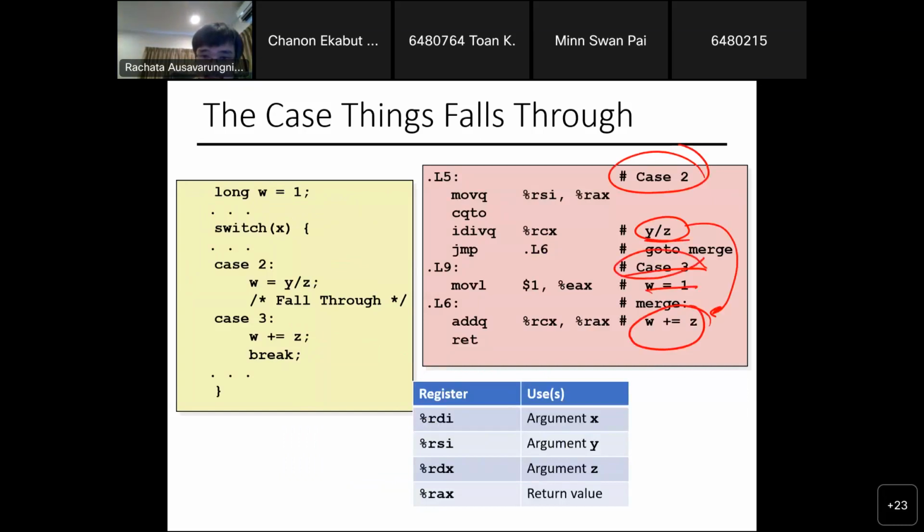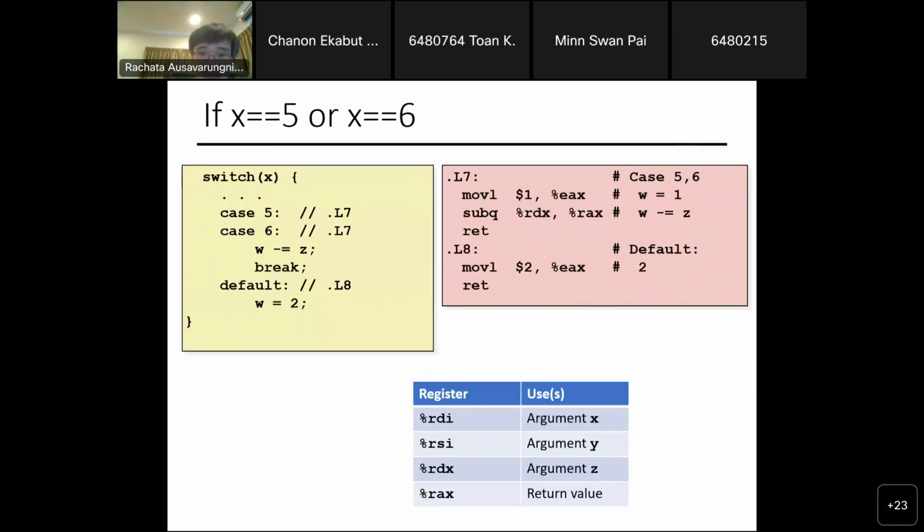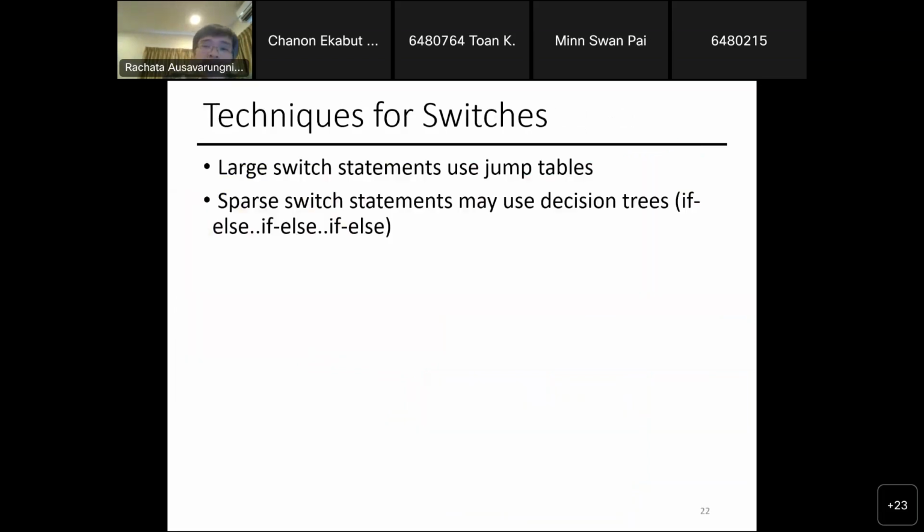You first initialize W to 1, then you do W equals W plus C. If it's 5 or 6, you do W equals 1, followed by W equals W minus C. And then if it's greater than 6, like 7, 8, and 9, you go to default, which is W equals 2.